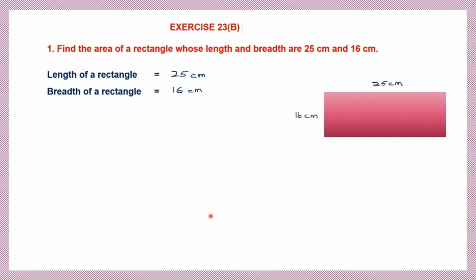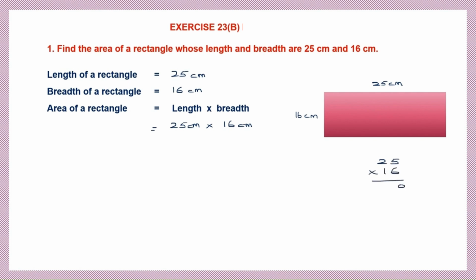And to find the area of a rectangle, we have to use the formula length into breadth. So you multiply these two and you find the area of this rectangle. So the formula is length into breadth. So let's substitute length with the value given and that is 25 centimeters and breadth is given to us as 16 centimeters. So let's multiply 25 into 16.